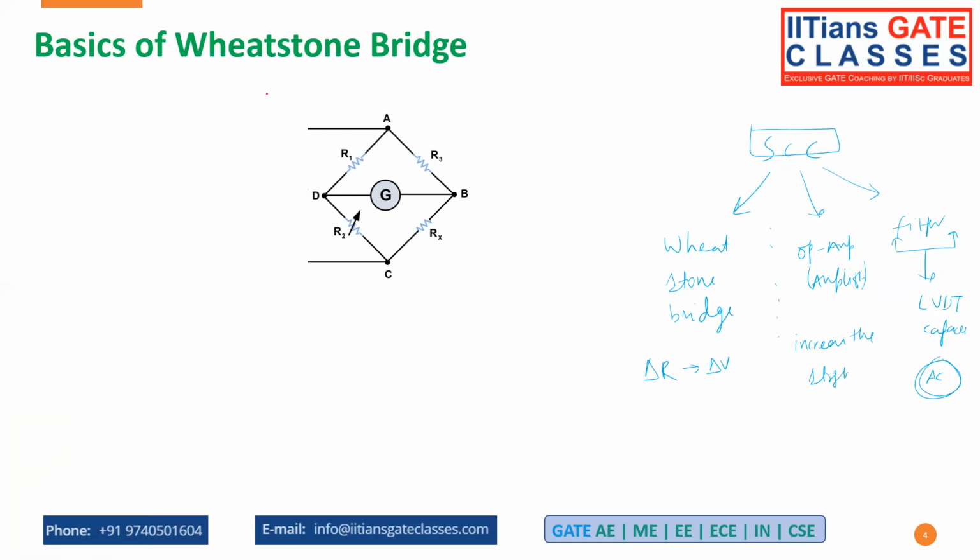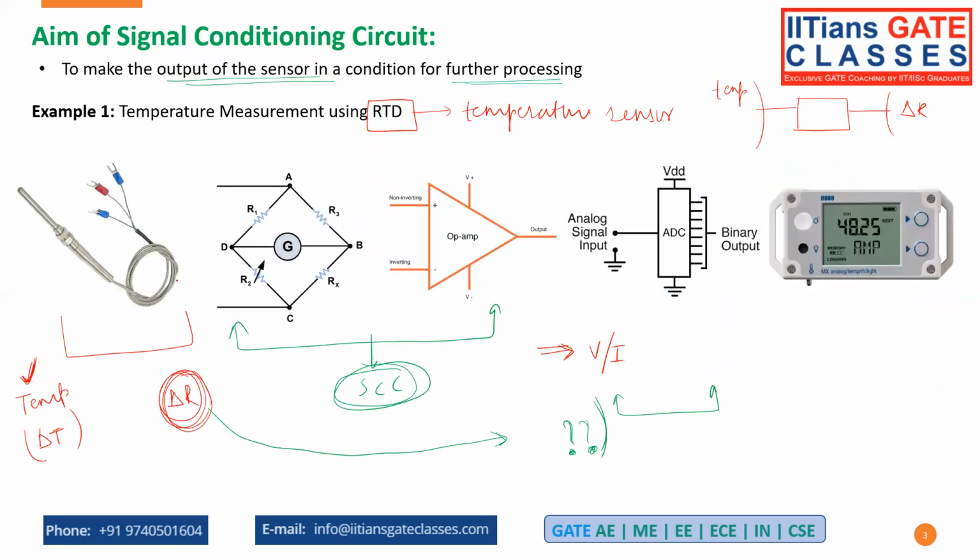Basically, for what purposes are we using it? If you know the structure of the Wheatstone bridge, how it is designed, here we are using four resistive elements: 1, 2, 3, and 4. In any of these four, you can place your sensor here. So in the previous example I have taken an RTD.